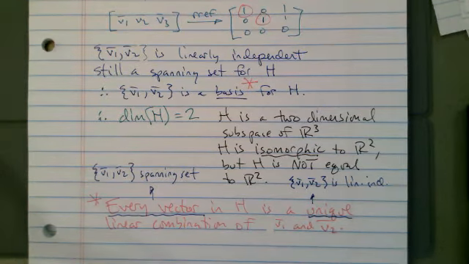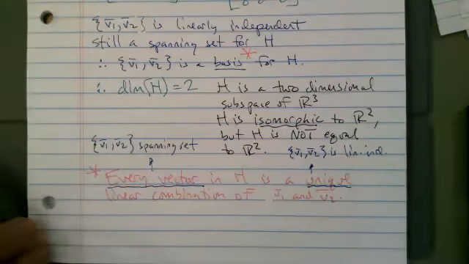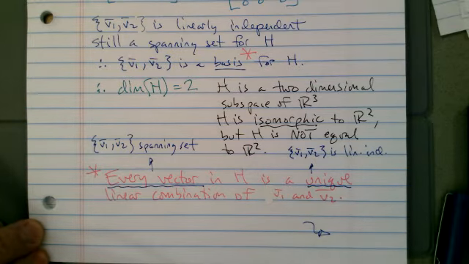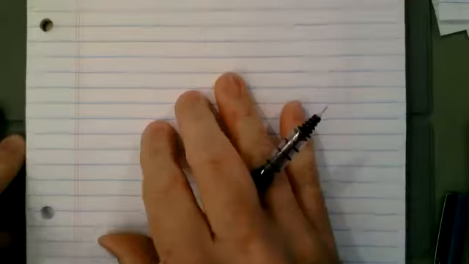So since every vector in H is a unique linear combination of V1 and V2, that means every vector in H has coordinates relative to the basis. I have to switch to a new page. So many notes today. So that means every vector in H is a unique linear combination of the vectors V1 and V2.